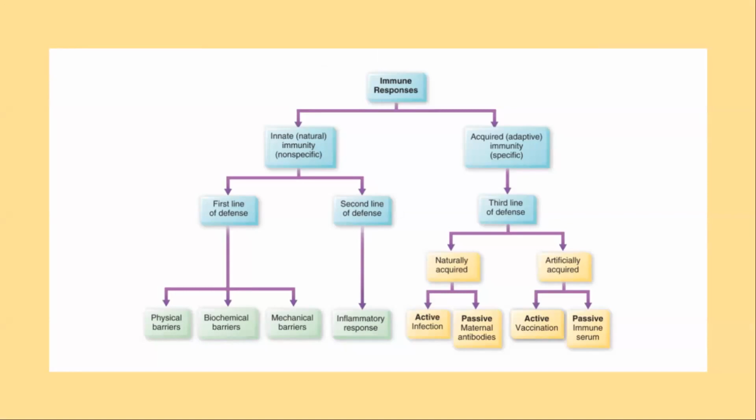We have our first line of defense, which is all of those barriers that prevent pathogens from entering, and our second line of defense, which is our inflammatory process. Then we have our acquired or adaptive immunity, which is a specific form of immunity, and this is our third line of defense. Again, it can be naturally acquired, either actively, through our body building up immunity to the infection, or passively, which can be done through maternal antibodies through the placenta. It can also be artificially acquired through vaccination, which would be active, or passive through immunoglobulin therapy.